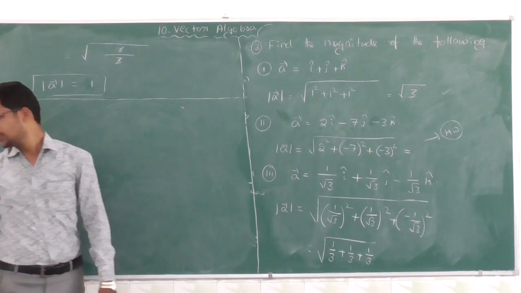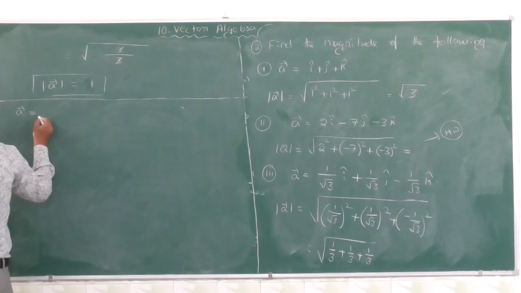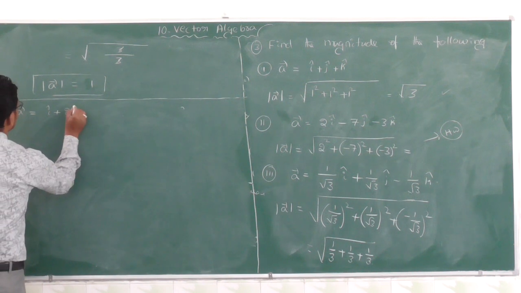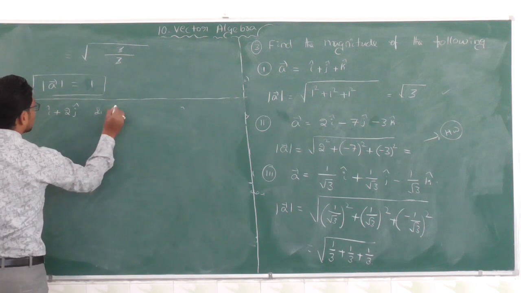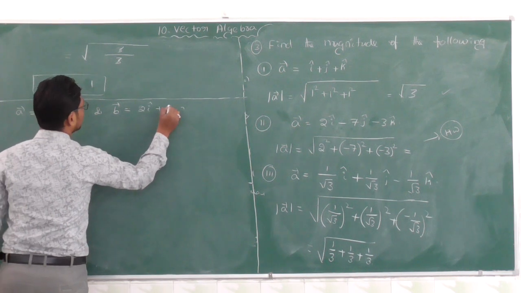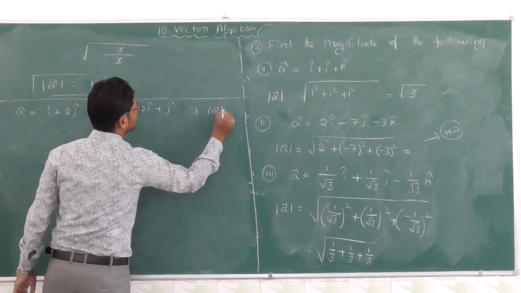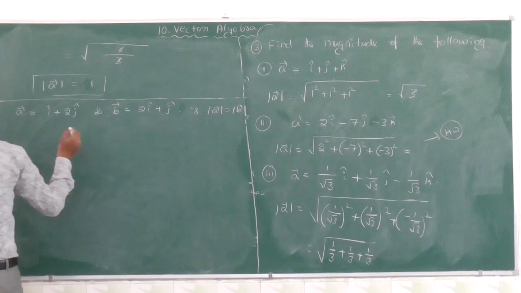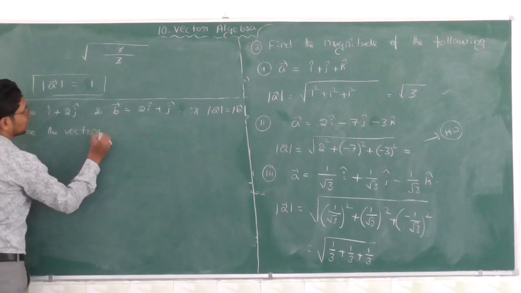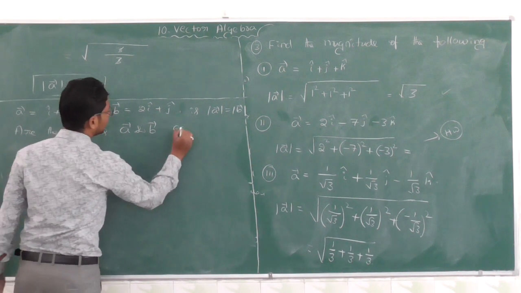Hence, it is the procedure to find the magnitude. Next problem. Let A vector equal i plus 2j and B vector equal 2i plus j. Is magnitude of A equal to magnitude of B? Are the vectors A and B equal?